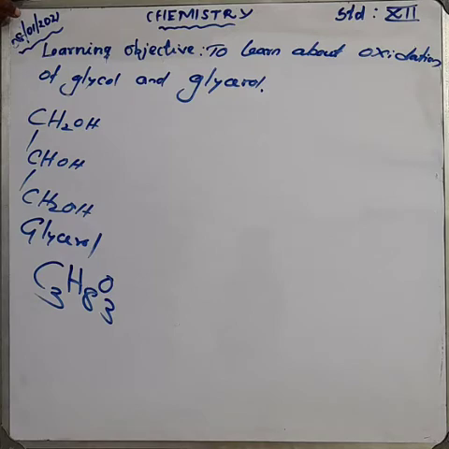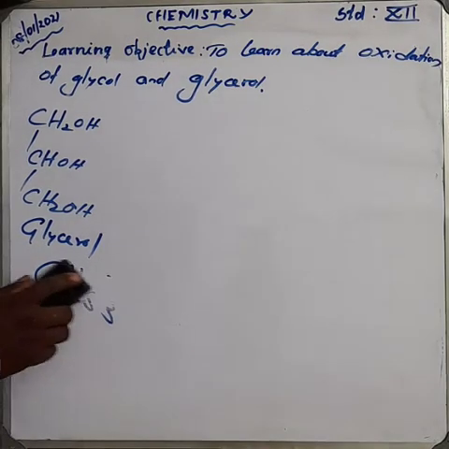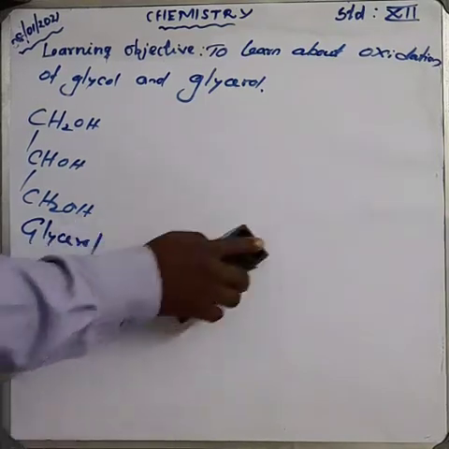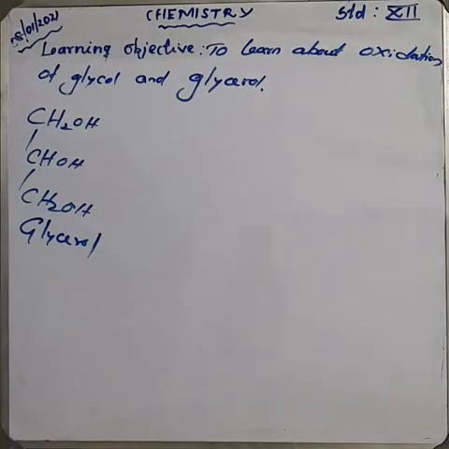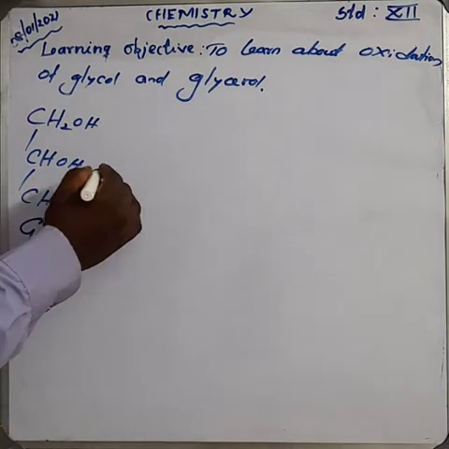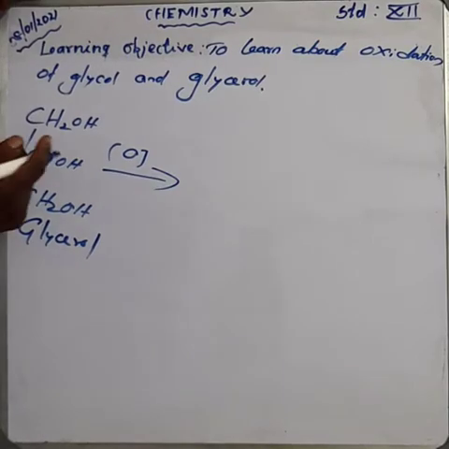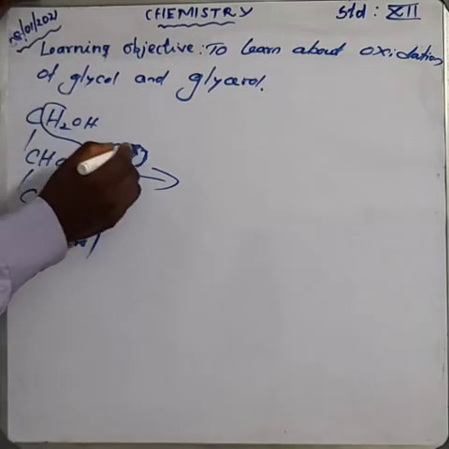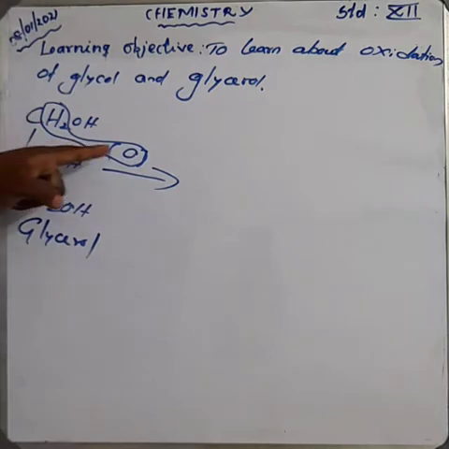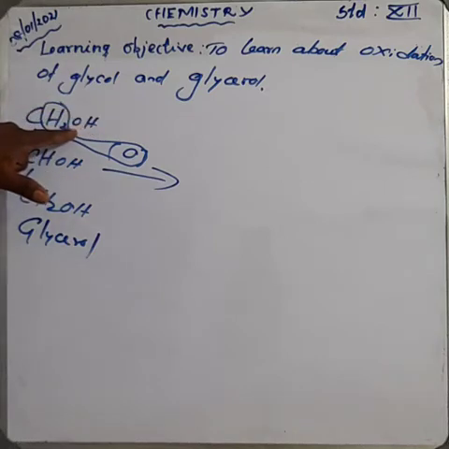What about the structural formula of glycerol? CH2OH, CHOH, CH2OH. Anyhow, what about the first oxidation? The carbon atoms are alpha, beta and gamma. The first oxidation occurs at the first, alpha carbon atom. The hydrogen combines with oxygen to form water. So we get the product CHO. That is, alcohol is converted to aldehyde.